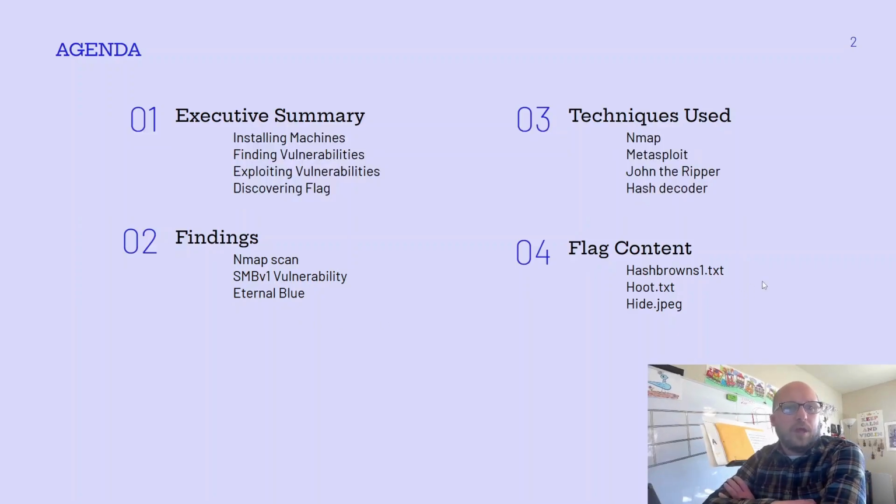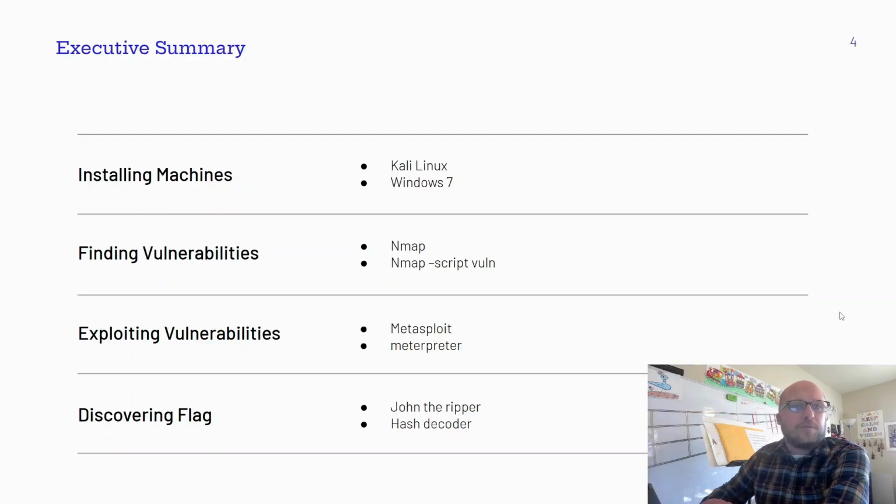Okay, so we'll have a summary, go through our findings, the techniques used, and flag content. This project is a capture the flag exercise. So first off, we had to install the new machines, a Kali Linux machine for exploiting vulnerabilities, and a Windows 7 machine that is used as our target PC.